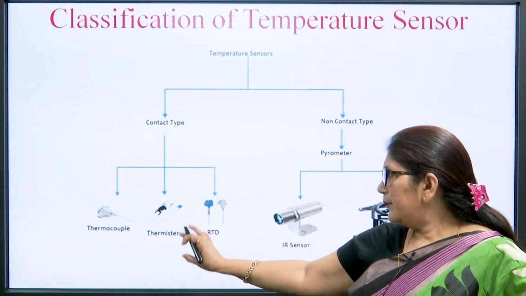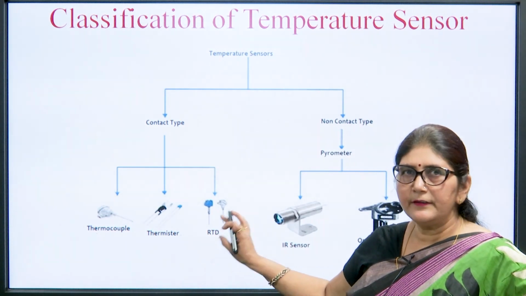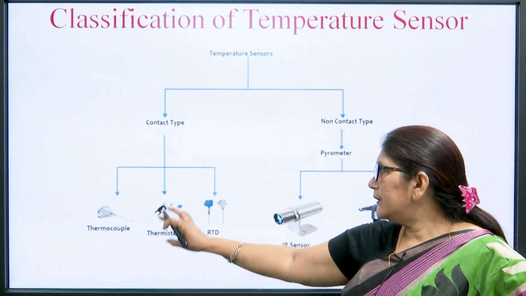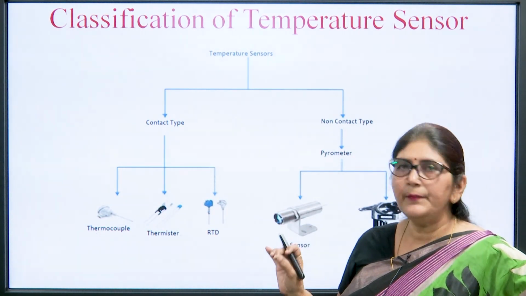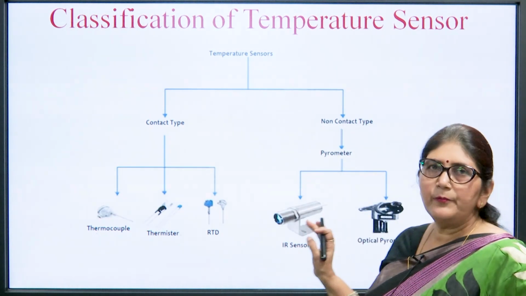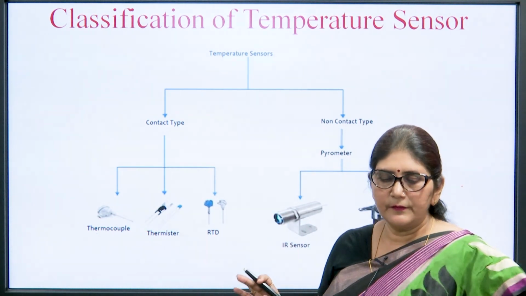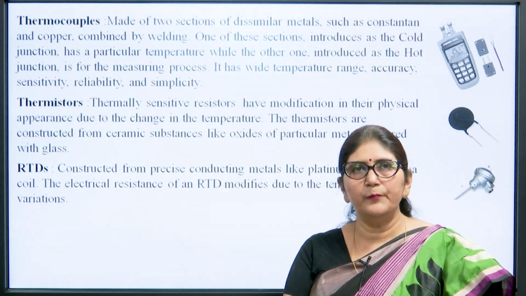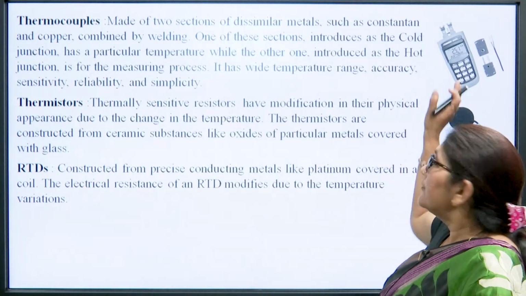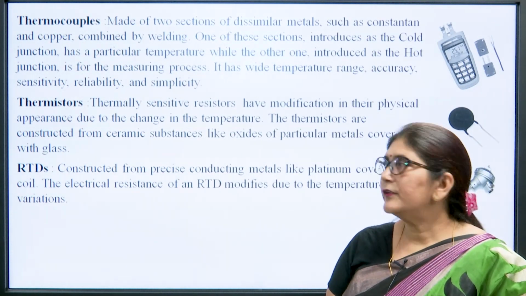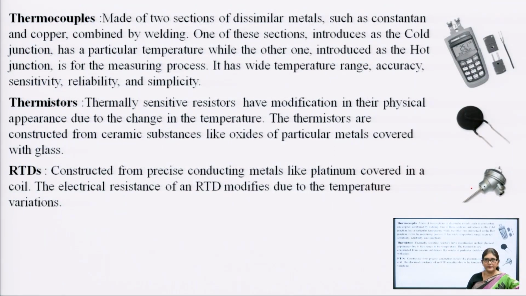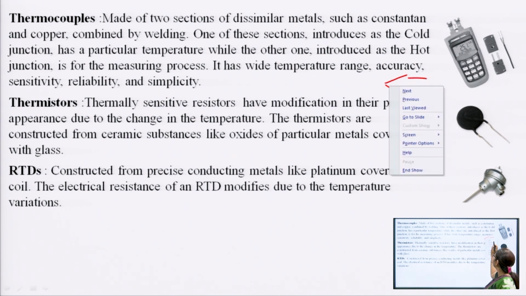So, thermocouple, thermistor and RTD, resistance temperature detector, these three types of temperature sensors are of contact type, and IR sensor and optical pyrometer are non-contact type sensors. Then thermocouple. The figure shows the thermocouple transducer. This thermocouple transducer is made up of two dissimilar wires. If we place two dissimilar metals like this, we connect them and we can place it here.